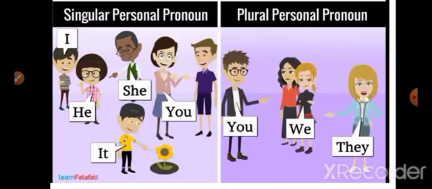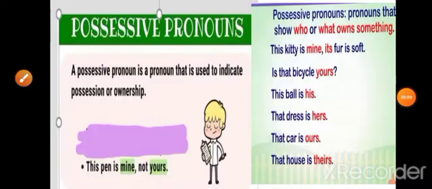Personal pronouns have two numbers: singular personal pronoun and plural personal pronoun. Singular personal pronoun: I, he, she, it, you. And plural personal pronoun: you, we, they.